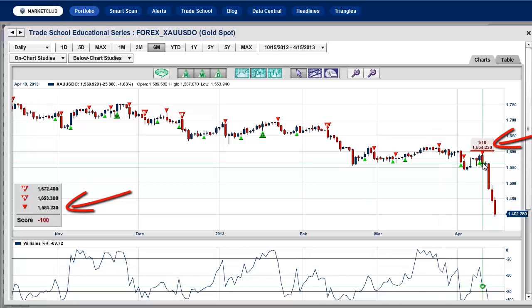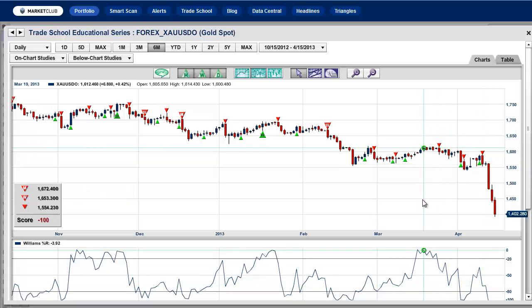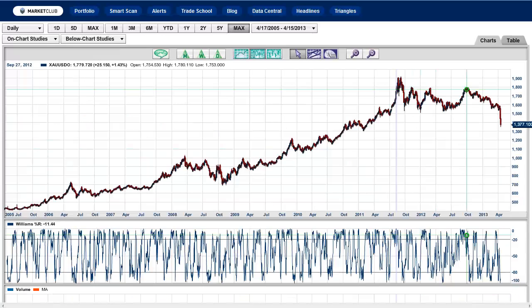1554.23. We'll show you all the signals and how you should trade the trade triangles using our technology. It's very easy and very simple, and the results, which I'm going to show you, have been nothing short of spectacular. So stay tuned.